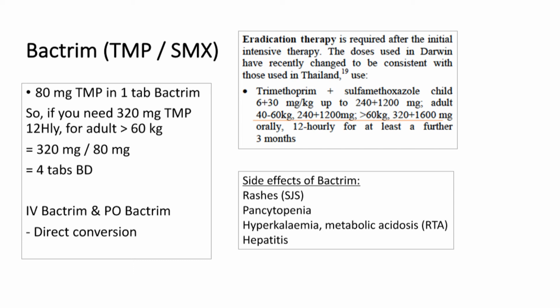Now, what are the side effects of Bactrim? Rashes, pancytopenia, hyperkalemia, RTA can occur, and also hepatitis, but the commonest is still rashes. And if you get a patient coming in with rashes, and the rash is getting worse and there are ulcers, please stop the medication and monitor your patient, because Bactrim allergy can be very severe. It can lead to Stevens-Johnson syndrome, and it can have very bad outcomes if we do not recognize the problem early and stop the medication early.